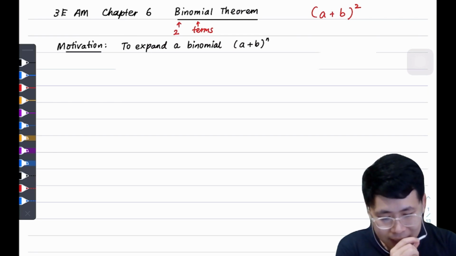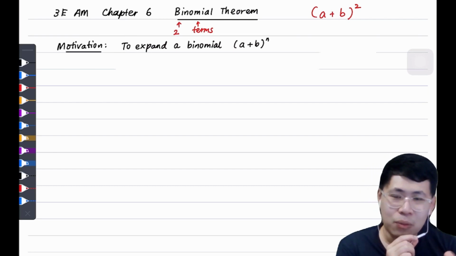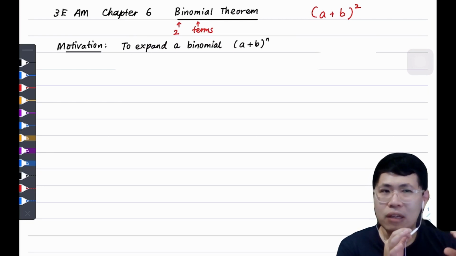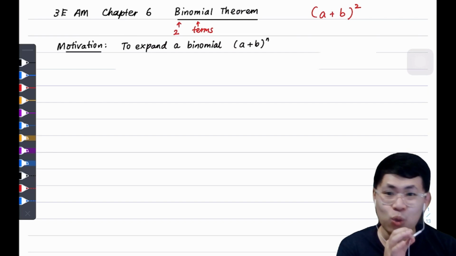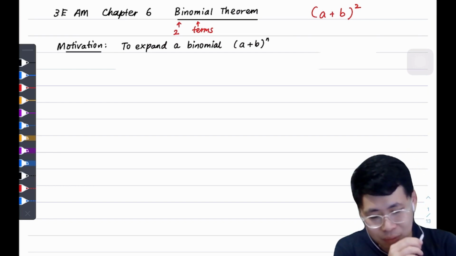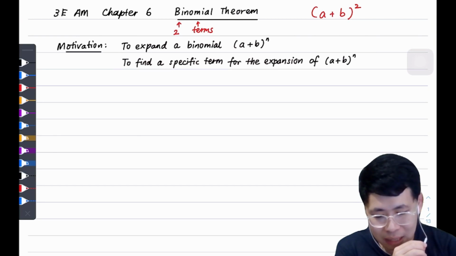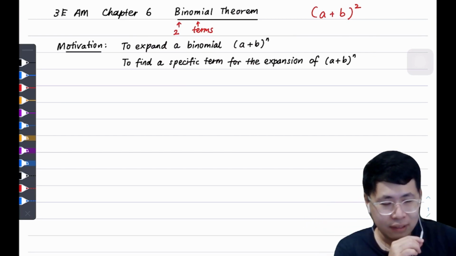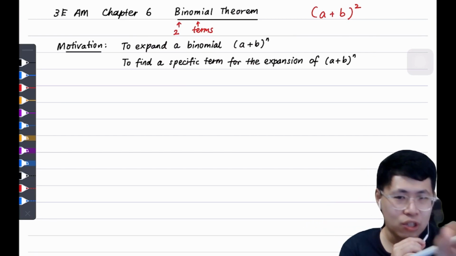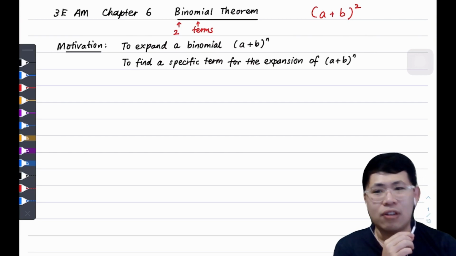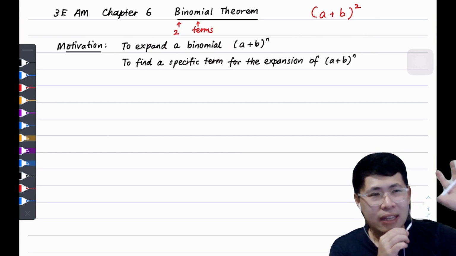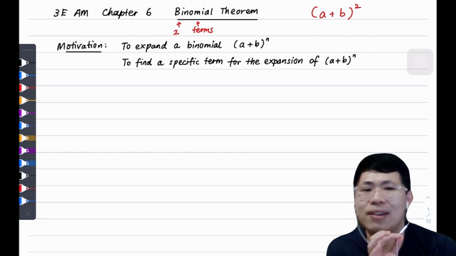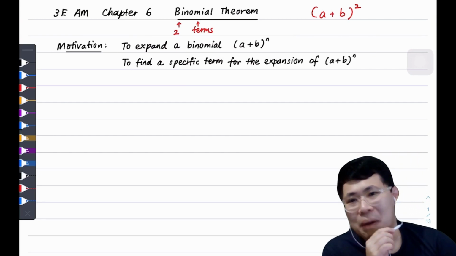The second thing is that after we do the full expansion, it may be very long, a huge answer. The binomial theorem will allow us to find a specific term of the expansion, so we don't have to expand the full thing. We can make use of the theorem to just zoom into one of the terms. This is a very powerful theorem that allows us to take a giant task and just get the formula to go there directly. This is the beauty of binomial theorem.